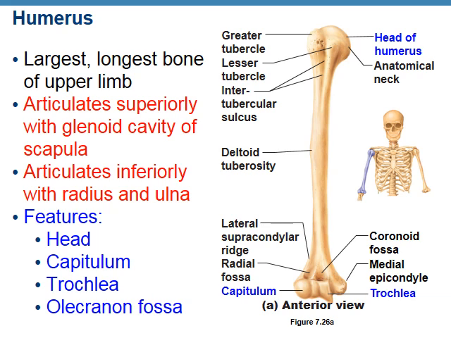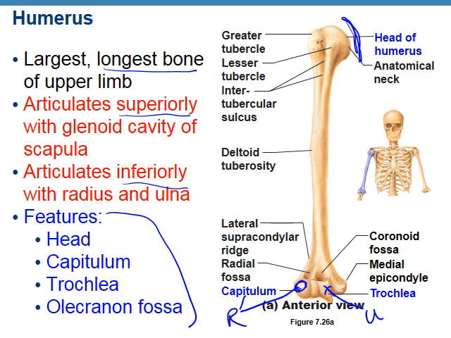So on the humerus, this is the longest bone of the upper limb. Superiorly, it's going to articulate with the scapula and that glenoid cavity. Inferiorly, we're going to see on this side, we're going to see the radius, and on this side, we're going to see the ulna. And the features that we need to be able to identify are the head. So this is the head of the humerus. This rounded knob is the capitulum.